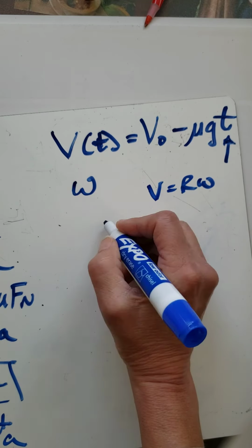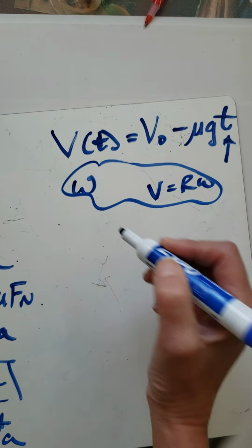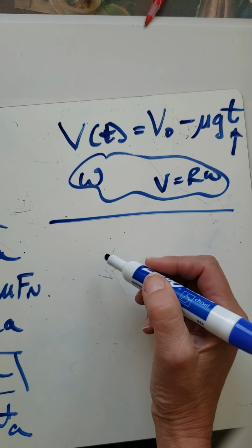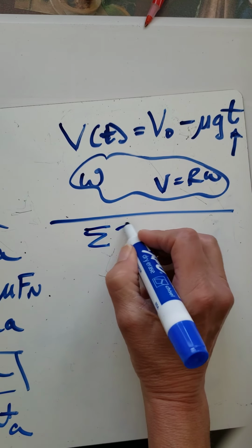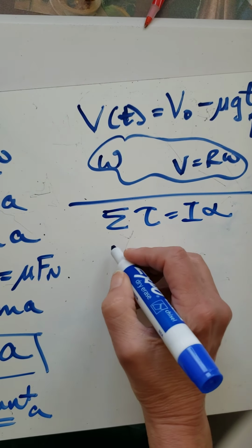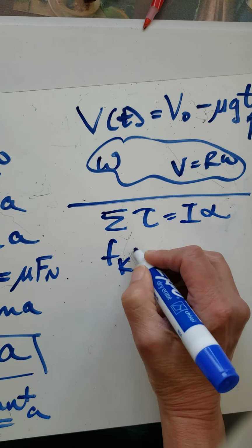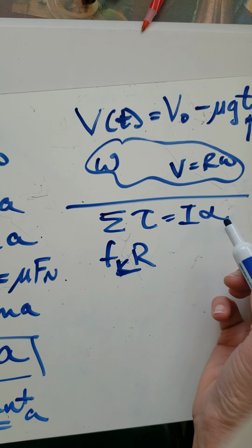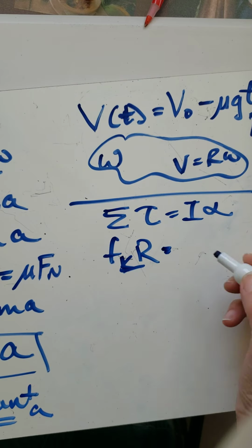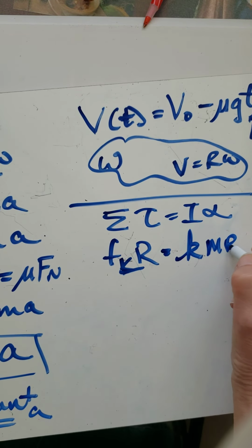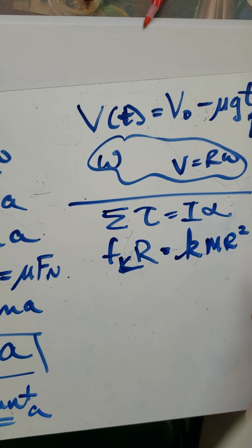So that's the next step in our puzzle that we're trying to get to. We're going to go through finding this expression for omega. Now I'm going to use rotational Newton's second law. My net torque is going to be positive Fk times r, because this is acting as a torque to increase the angular acceleration. My moment of inertia, I'm just going to put in a shape factor k m r squared, and then I'm just going to leave alpha.